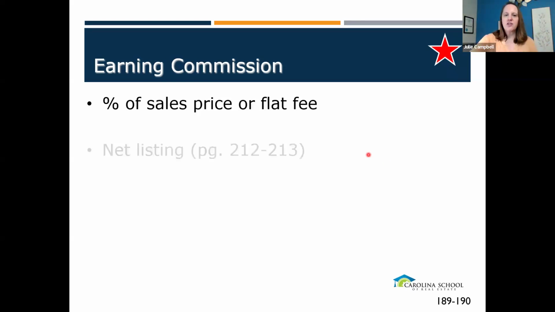Another way to earn a commission, and I put it here because I never remember to talk about it, is through something called a net listing. In a net listing, the seller looks at the broker and says, I want to receive X amount. Then the broker is free to set the listing price of the property for whatever they want, and the broker, the firm, will get the difference.